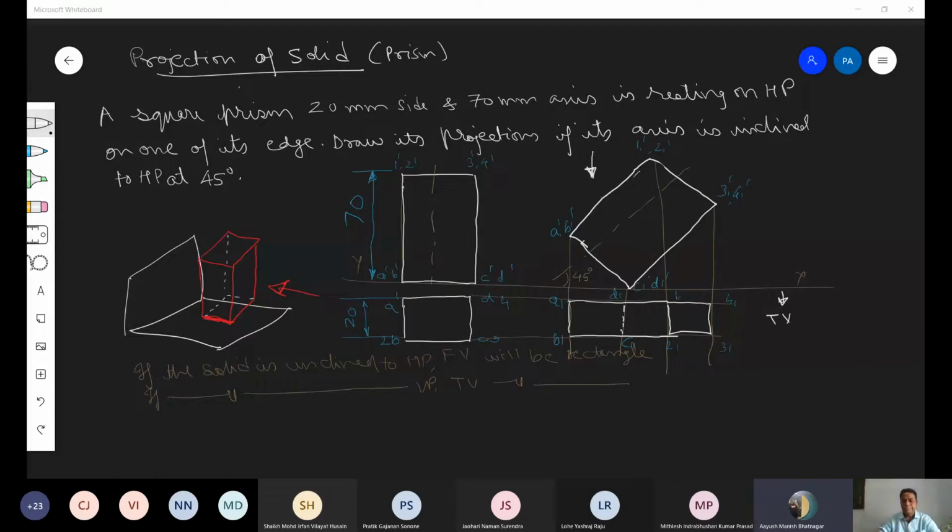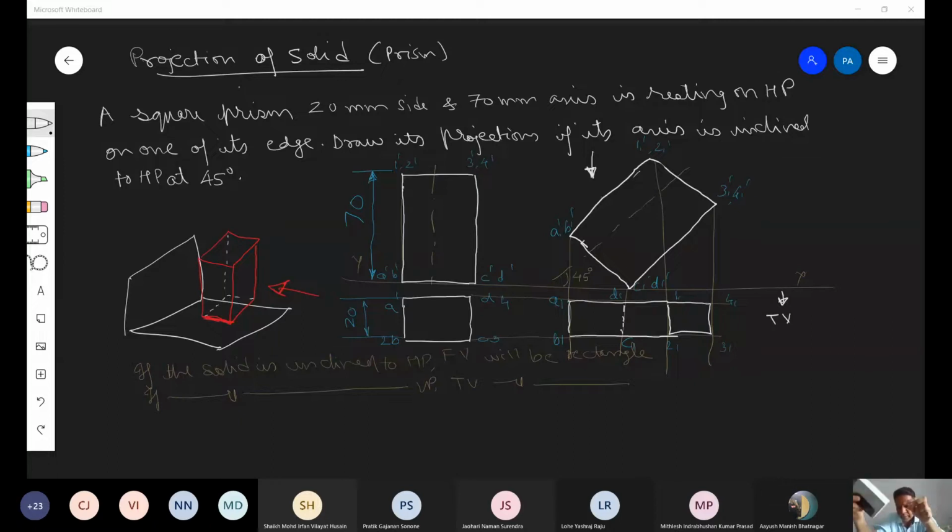Sir, but can you explain the difference between edge and corner? Yes, the difference between edge and corner. This is called a corner. Whenever I say corner, it means it has to be one point only. Corner will be one point only.